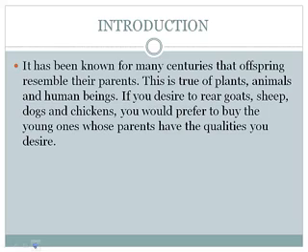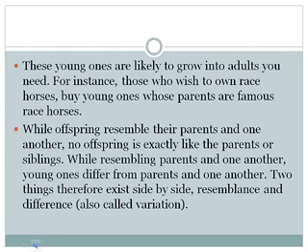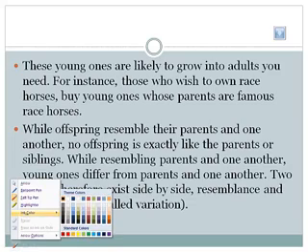So, a brief introduction to family traits. It has been known for many centuries that offspring resemble their parents. This is true of plants, animals, and human beings. If you desire to rear goats, sheep, dogs, and chickens, you would prefer to buy young ones whose parents have the qualities you desire. These young ones are likely to grow into adults with those qualities. For instance, those who wish to raise horses buy young ones whose parents are famous for horse racing.